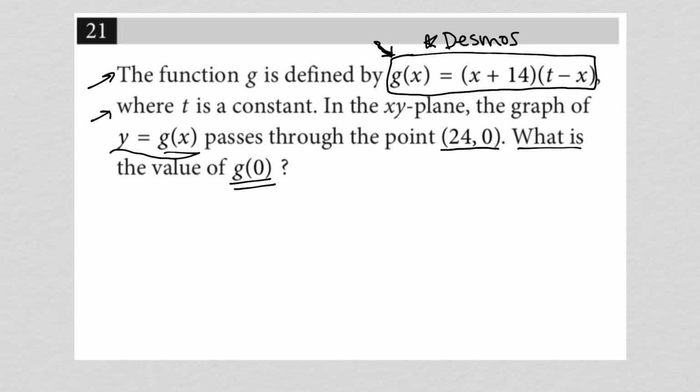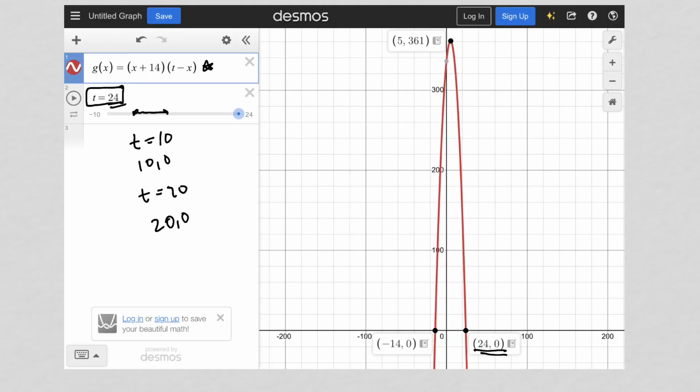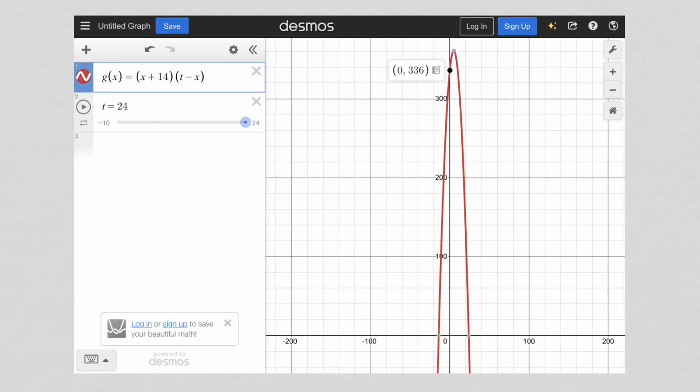All right, so back to DESMOS. G of 0, so what does that mean? That means what is the y value, or where is the graph located when x equals 0? And that's this point right here. That's that point right there. And that point right there is the point 336, right?